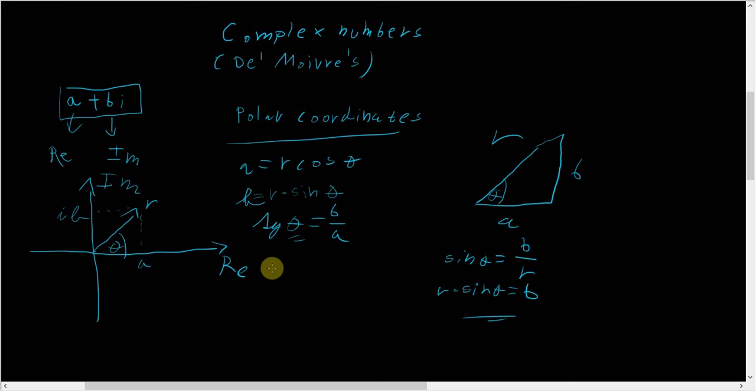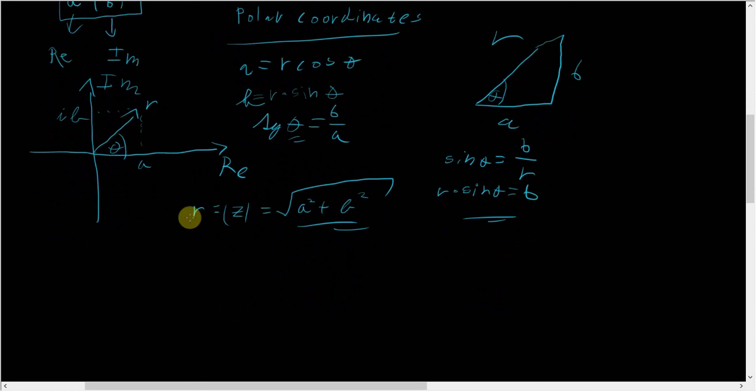Now, what else do we need to know? We need to know the length of our vector r. R is basically the length of our complex number, our real part and our imaginary part: A squared plus B squared, under a square root. That is how we calculate our length.